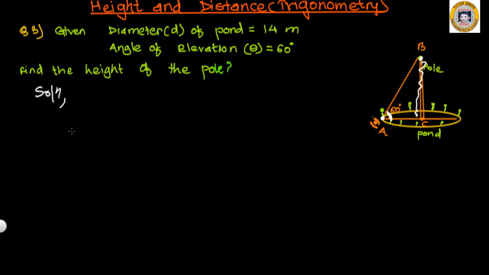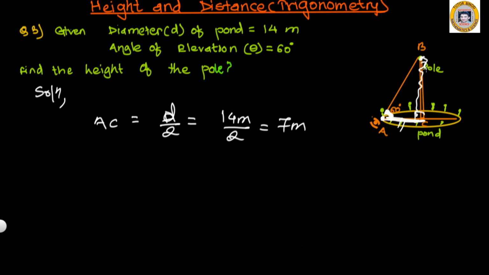So first of all, you can find AC, which is also the radius of this pond. The radius AC of the pond is half of the diameter, because the diameter is given to us. So I can write D over 2. D is 14 meter over 2, which is 7 meter. Now I have the base or adjacent, and I have the angle, which is 60 degree.